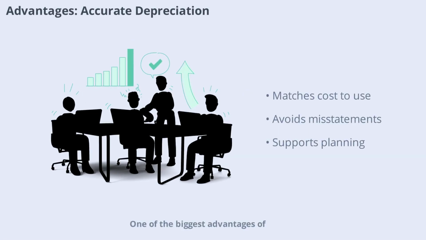One of the biggest advantages of component accounting is more accurate depreciation. By matching each component's cost to its actual useful life, companies avoid over or under-depreciating their assets. This leads to more reliable financial statements and better decision-making for asset management and replacement planning.